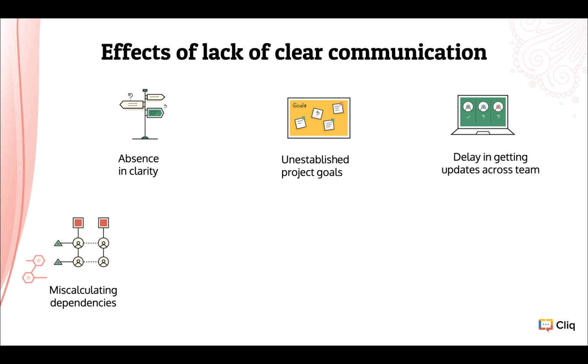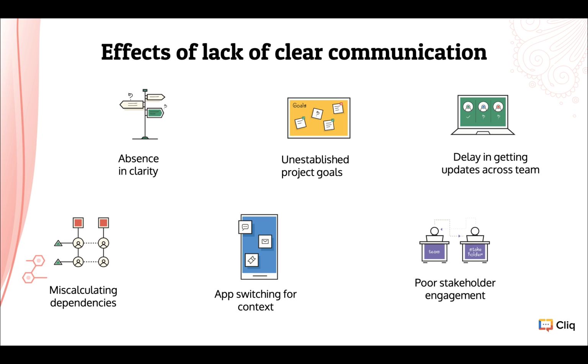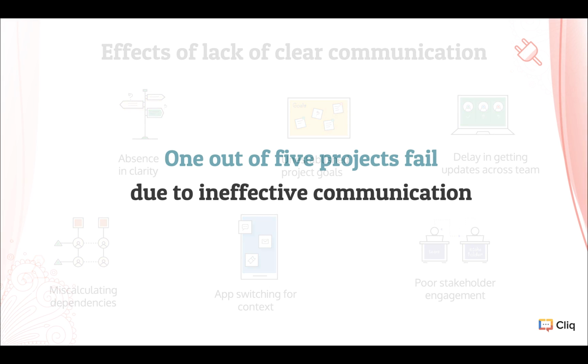Miscalculating dependencies is a common problem that we all face. All tasks are interdependent. Sometimes it so happens that we fail to take into account certain dependencies that might not come from people who are directly involved in the project. And switching tabs for context. On average, we end up spending time across 56 different tabs every single day. Now that is a lot. We need a platform that can help us centralize all our data. And finally, keeping our clients and stakeholders in the loop with all the project updates. These are the problems that come up with ineffective communication, and almost 1 out of 5 projects fail due to this.